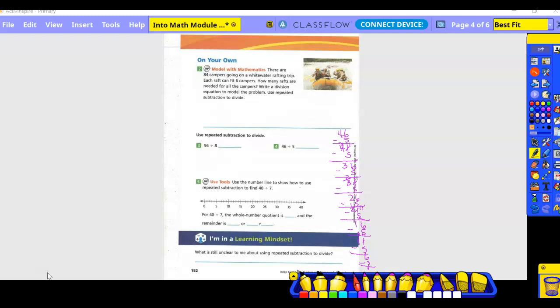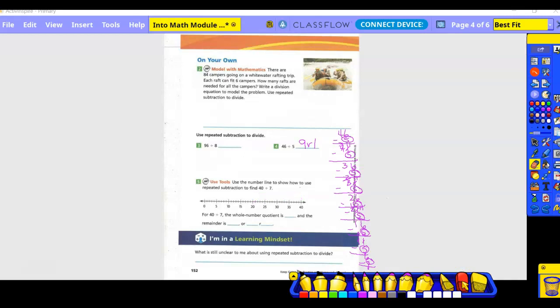Now I need to go back and circle how many times I subtracted 5. So there's 1, 2, 3, 4, 5, 6, 7, 8, 9. So 9 is my quotient and my whole number. What's my remainder? It's 1 because that is what I had left over at the very end that I could not go into anymore.